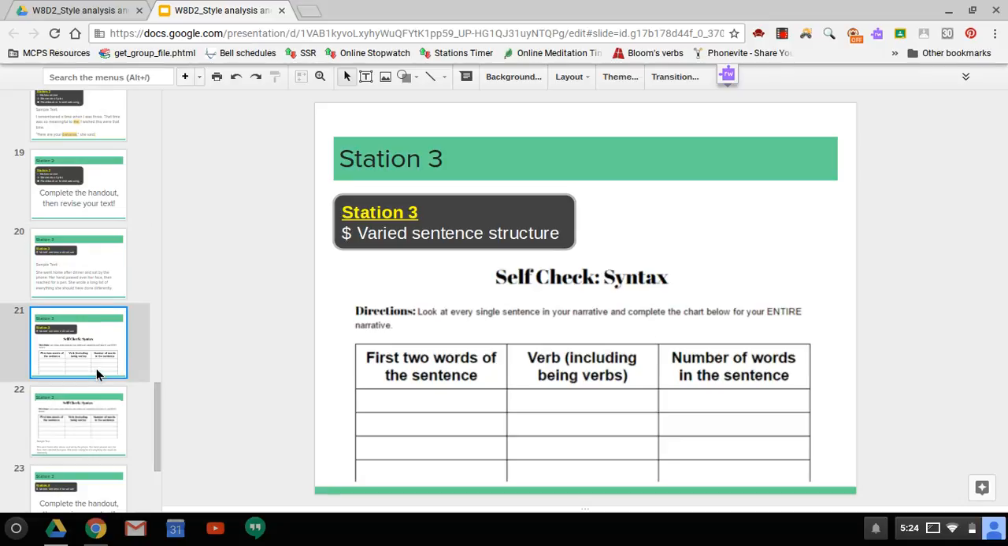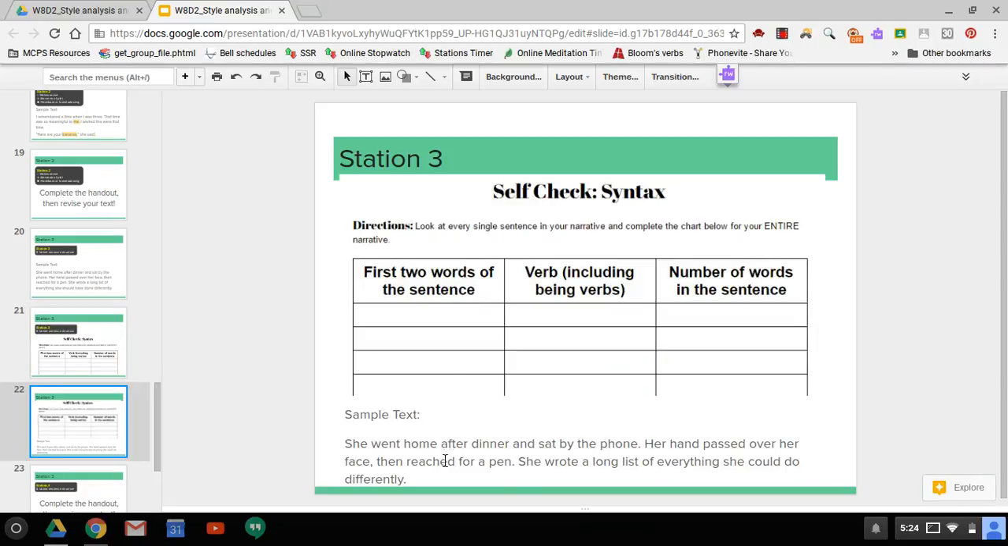At this station, there is a handout called Self-Check Syntax, and you are going to complete this handout for your narrative. But let's use this sample narrative to see how it's done. All right, if this is our handout and this is our sample text, we want to fill it out. So you'll notice this column, you're going to write the first 2 words of every single sentence for your entire narrative. You're going to write the verb, make sure you include all of the being verbs like is and are and were. And then you're going to write the number of words in the sentence.